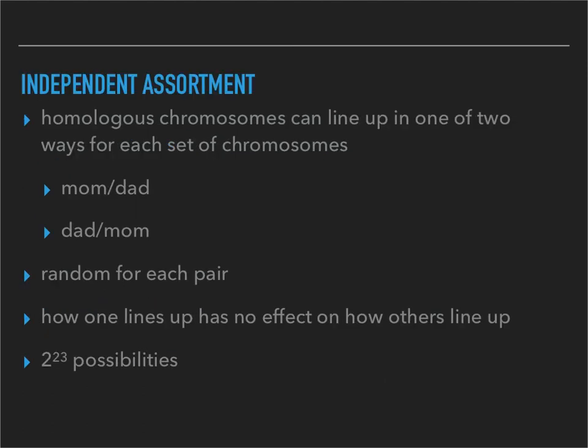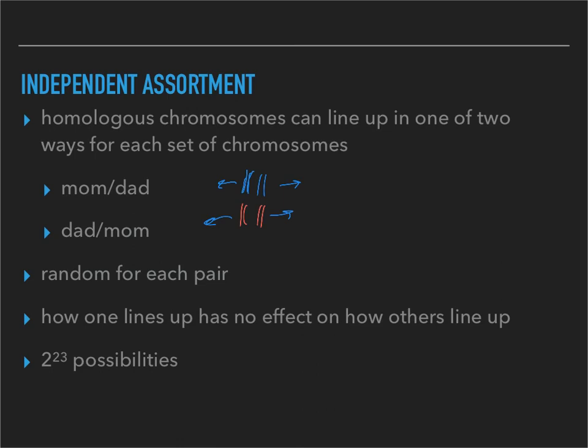Independent assortment is how homologous chromosomes can line up in one of two ways for each set of chromosomes. Okay, say for example we have this homologous pair like this, right? That one would be from mom, and these would be from dad. So we have two different things. When they're lined up like this, they could go this way. So when they separate, these two would go that way, and these two would go that way, right? During meiosis 1, and you'd get separated.